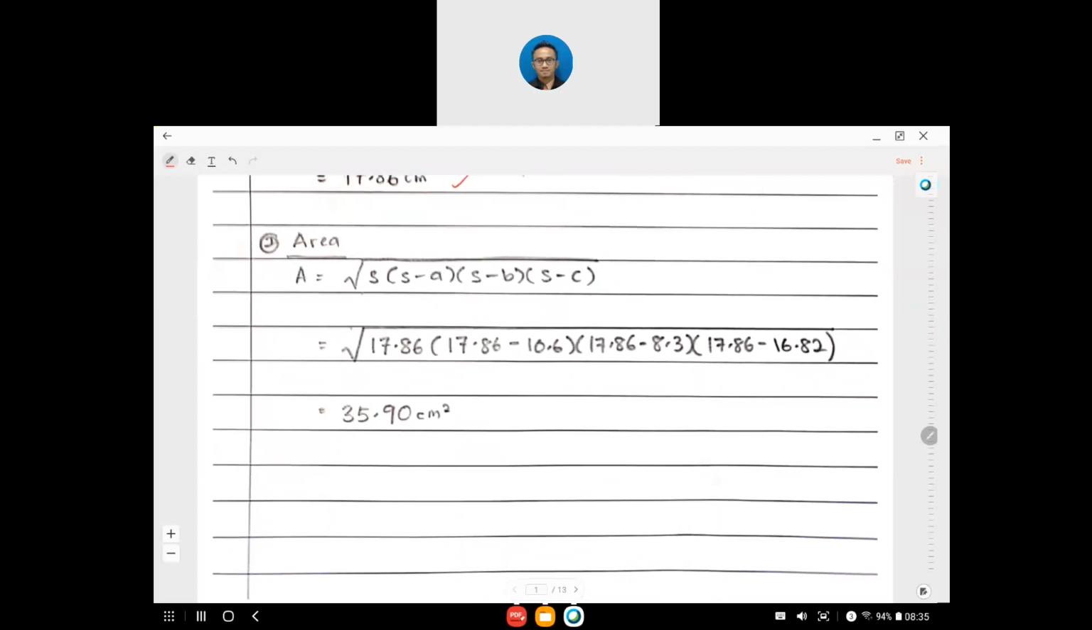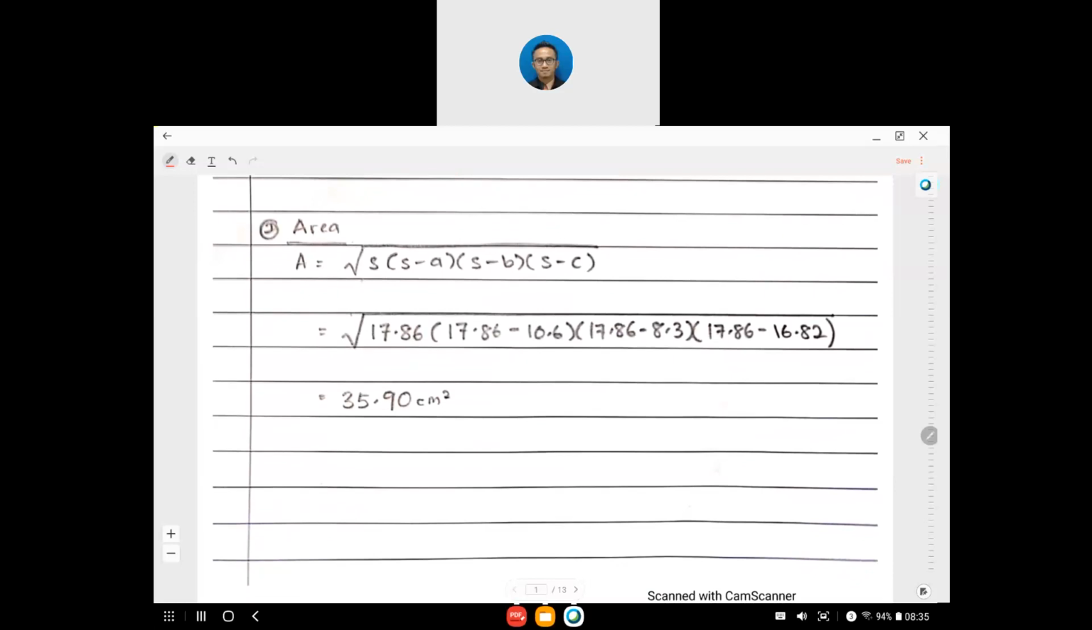By using Heron's formula, the area is the square root of S, the value that you got above, times S minus A, times S minus B, times S minus C. Then you substitute all the values, and you can calculate and get 35.90 cm cubed. Okay, any problems? Understand? Question number 1.